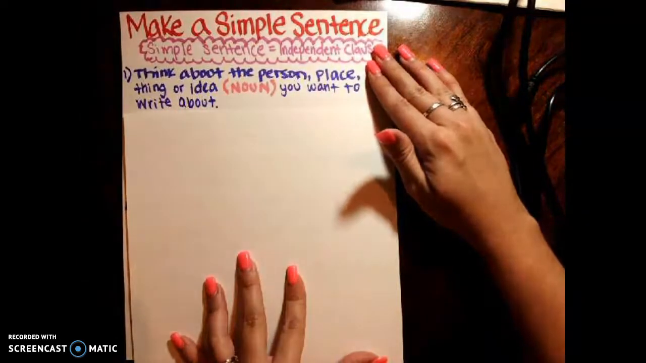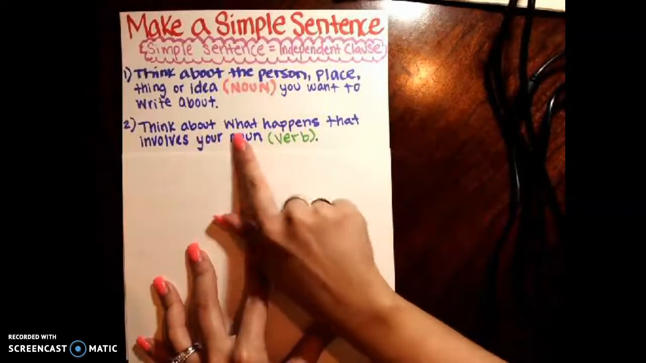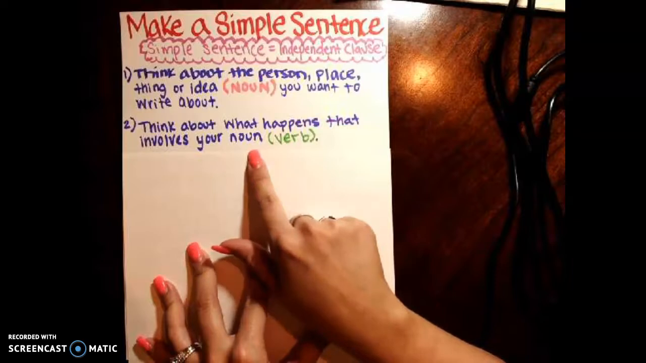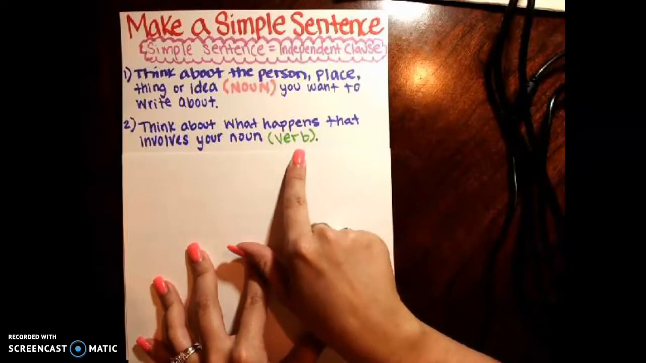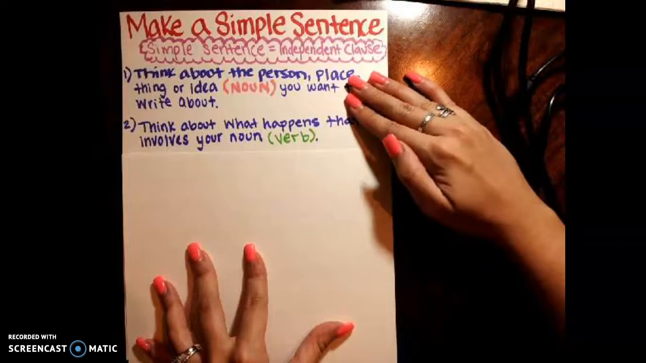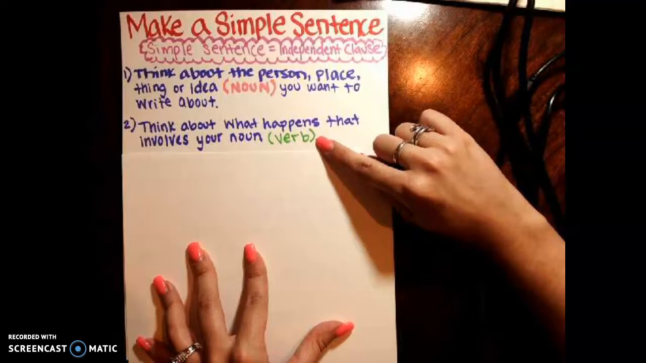Number two, when we're making a simple sentence, think about what happens that involves your noun. So this is going to be our verb. And if you remember from last week, a verb is an action word, it's a doing word, it's what your noun is going to be doing in your sentence. So when you see this green color in my sentence below, that's going to stand for the verb.